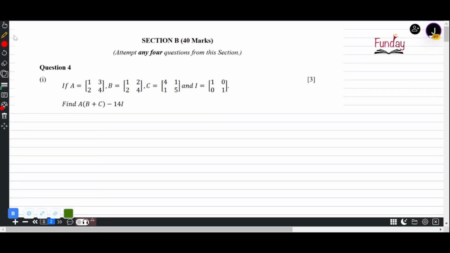Hi, so now we will do section B, which is 40 marks of the 2023 ICSE maths paper. Section A we have already done, you can refer to the other video. Here we have questions from question 4 to question 10, and this is going to be slightly lengthy, rather very lengthy. Reason being, these are all subjective questions, there are no MCQs.